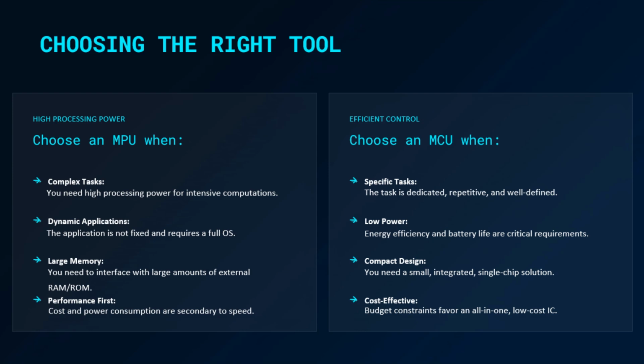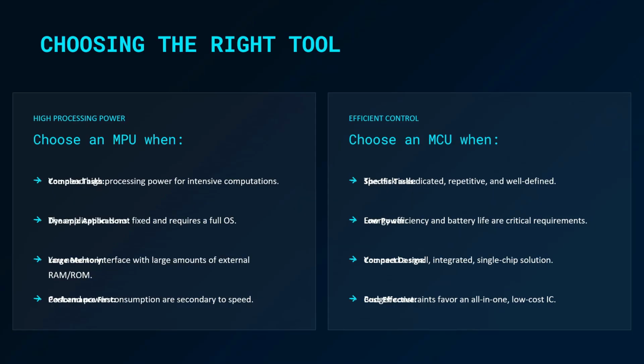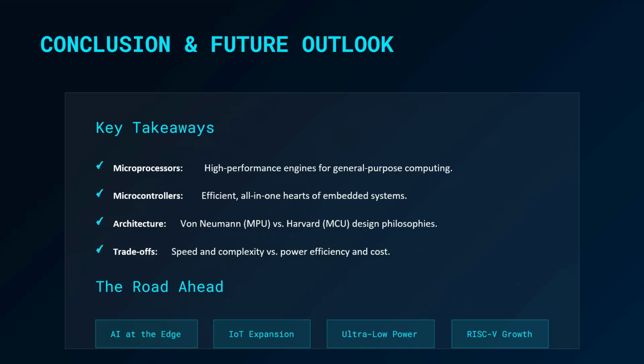A microprocessor is a powerful CPU designed for high-performance general computing, while a microcontroller is a compact system-on-chip designed for embedded control tasks. Microprocessors prioritize performance and flexibility, while microcontrollers prioritize integration, efficiency, and low power consumption. Understanding these differences helps engineers design efficient and reliable electronic systems.